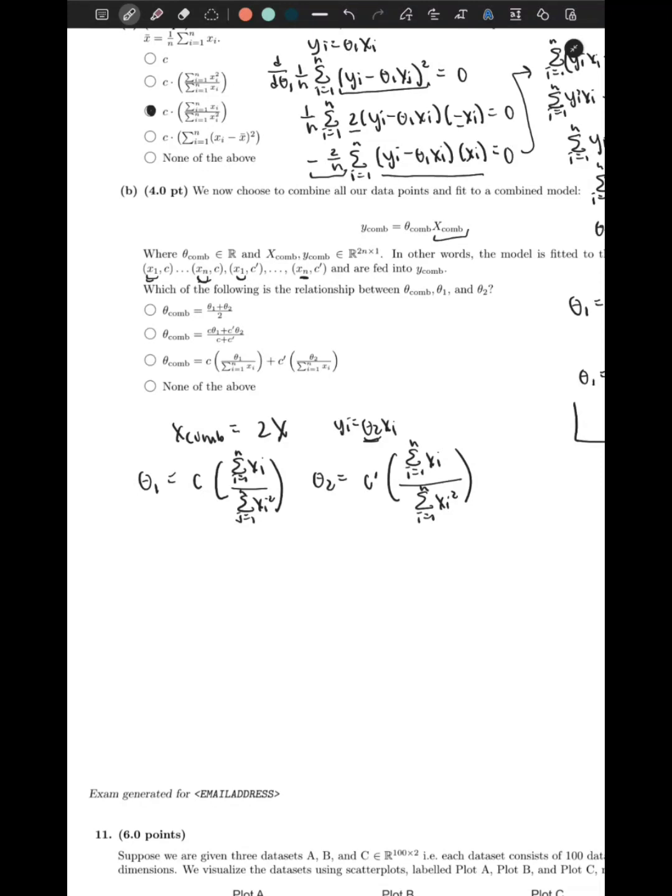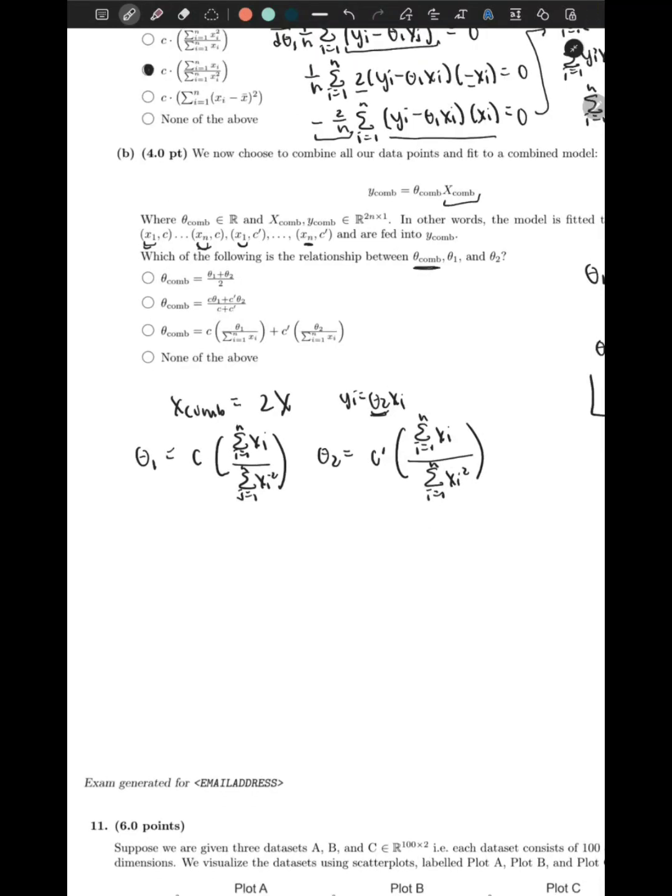So in order to find what theta combination is, we can do the same thing that we used to solve for theta 1 and theta 2, which is taking the derivative of our loss function and setting it equal to 0. Our loss function in this case, again, is mean squared error. So we're going to get 1 over 2n this time, because instead of having just n points, we have 2n points since we're including our x values twice. So this is 1 over 2n times the summation of i equals 1 to 2n of yi minus theta combination, I'll just write that as theta c, times xi, squared. And again, we're going to take the derivative of this entire thing and set it equal to 0.